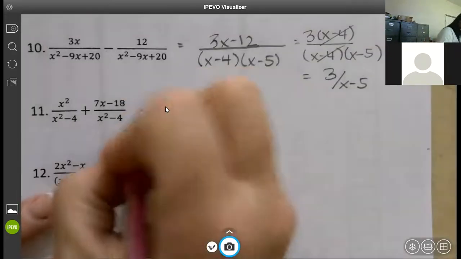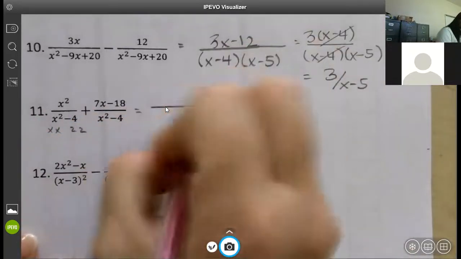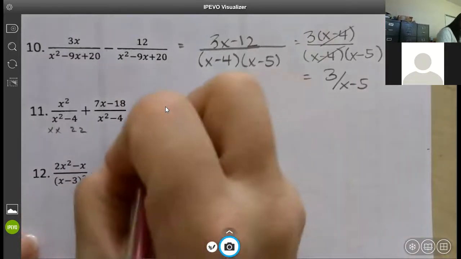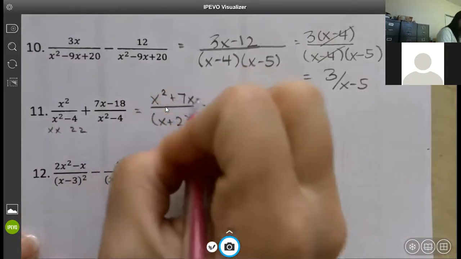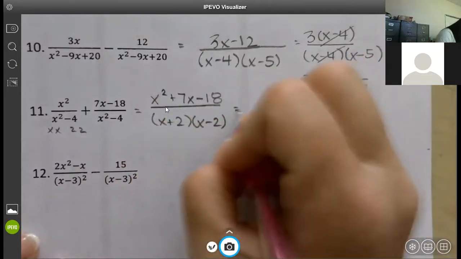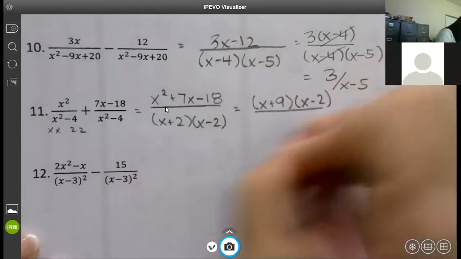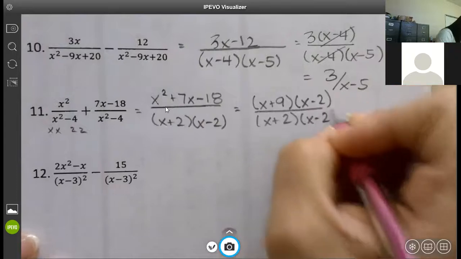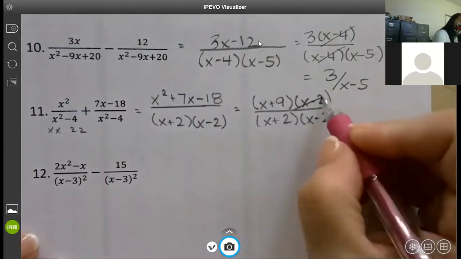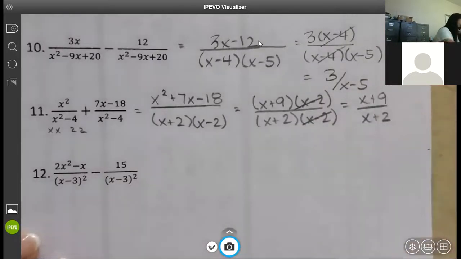The next one, we have x squared minus 4. These are pairs and shares. Okay, so on the bottom, I'm going to have x plus 2 and x minus 2. On the top, squish it together, x squared plus 7x minus 18. I need factors of -18 that add to 7, so 9 and -2. x plus 2, x minus 2. Mark out what you can, and you're left with x plus 9 over x plus 2.